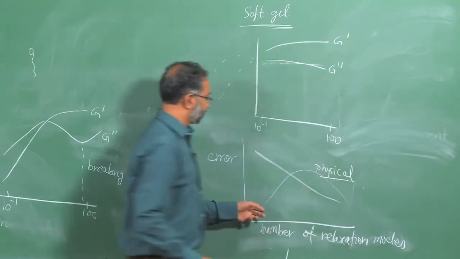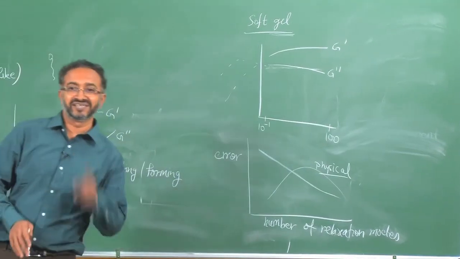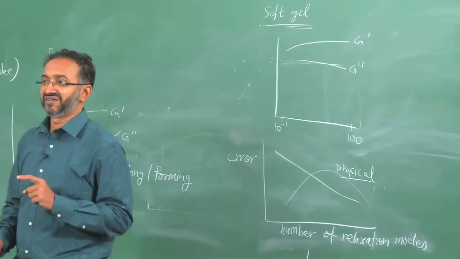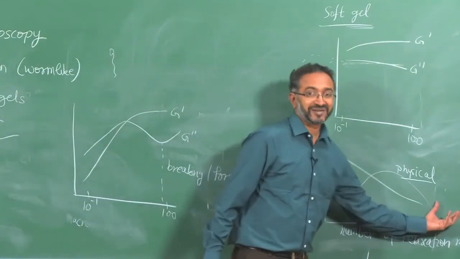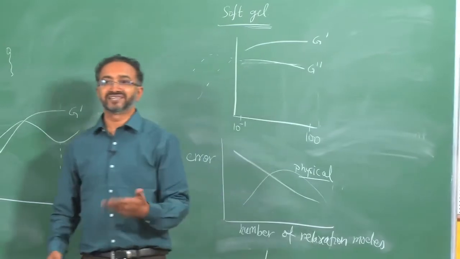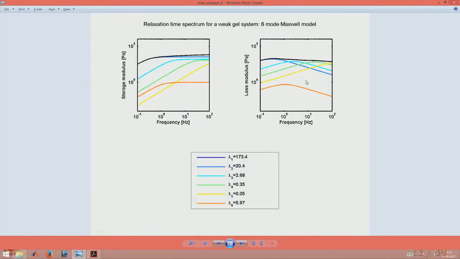If I just use one or two relaxation modes, then it is difficult to explain the material, because I am combining several things and explaining them using one parameter. If I take too many parameters, then again explaining the physical significance becomes more difficult. So somewhere in between is what I need to look at.